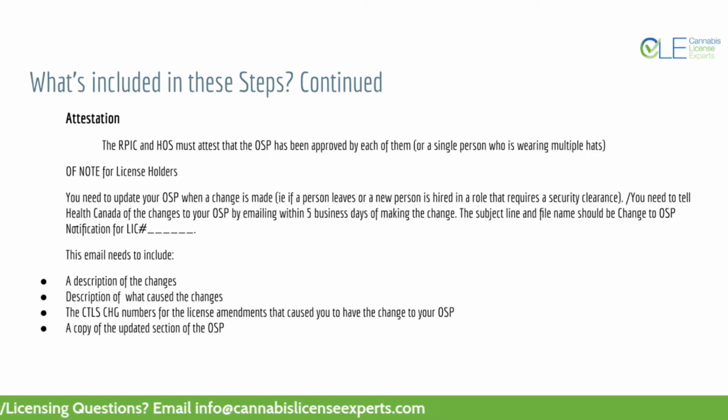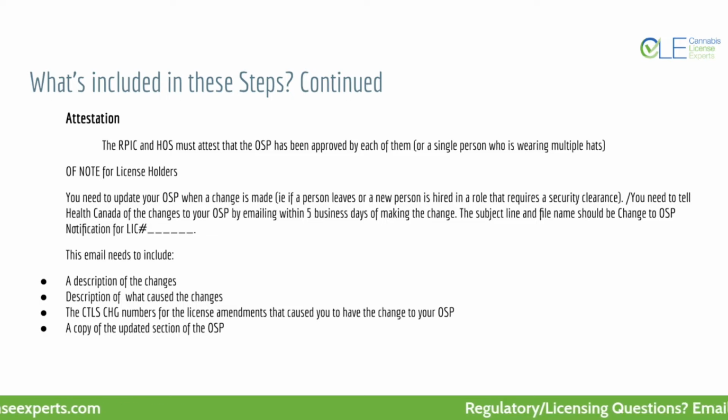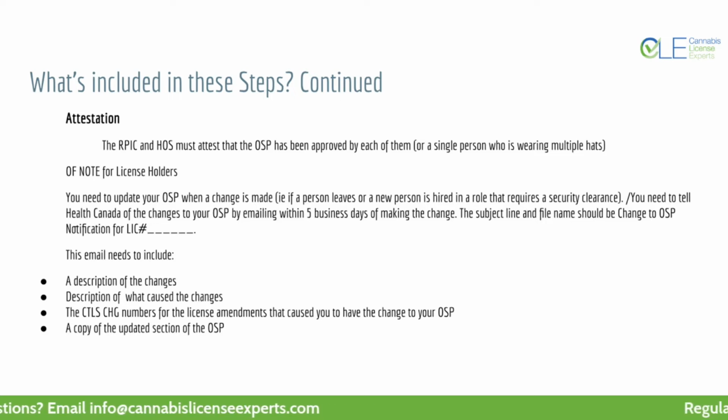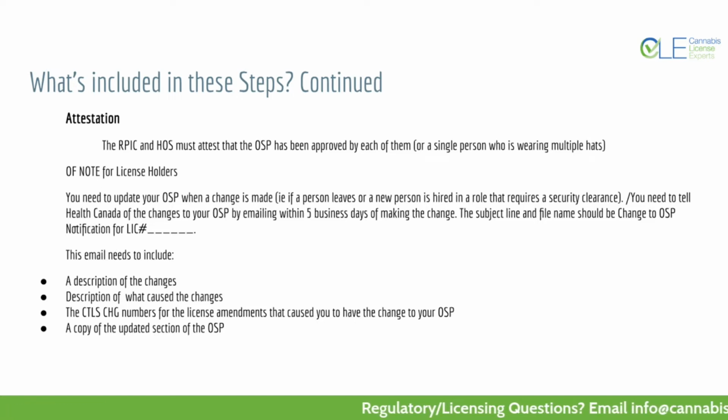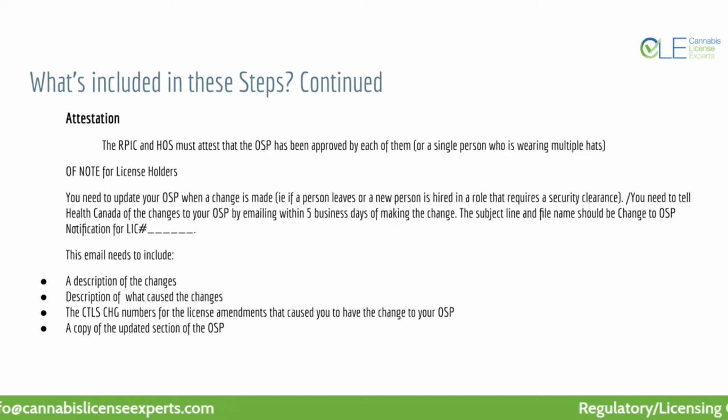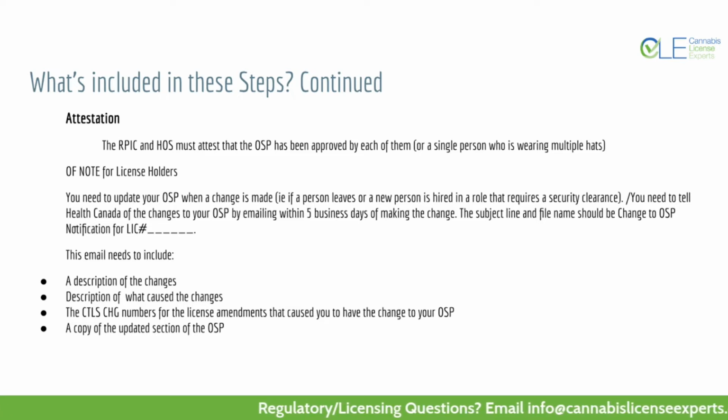So they must attest that the SOP has been approved by each of them, or a single person who is holding both those roles if you have a smaller operation to start. And then also always remember that once you are licensed, it does not reduce the amount of communication that you have with Health Canada. They are going to continually be looking for compliance. So you need to update your OSP when any change is made. So if a person leaves, a new person is hired, you're building out your management team, anybody that requires a security clearance, that has to be updated, and you need to notify Health Canada through the CTLS.